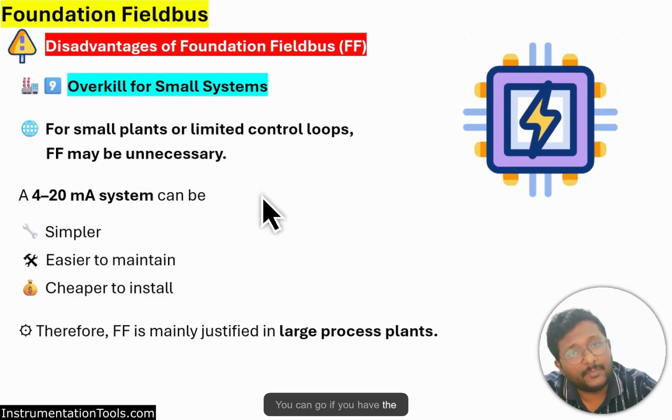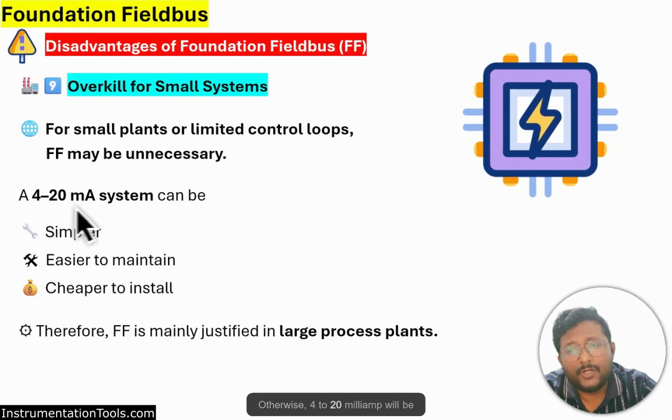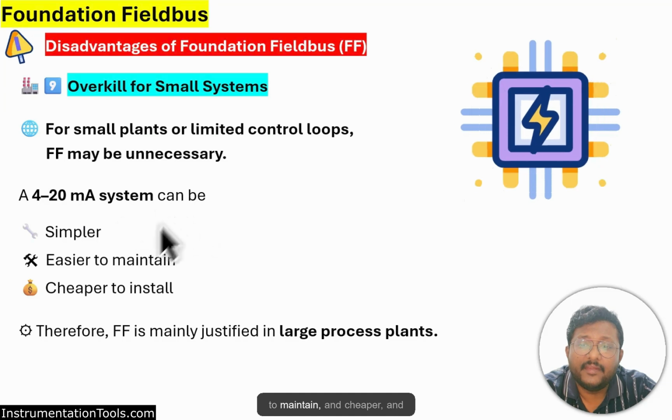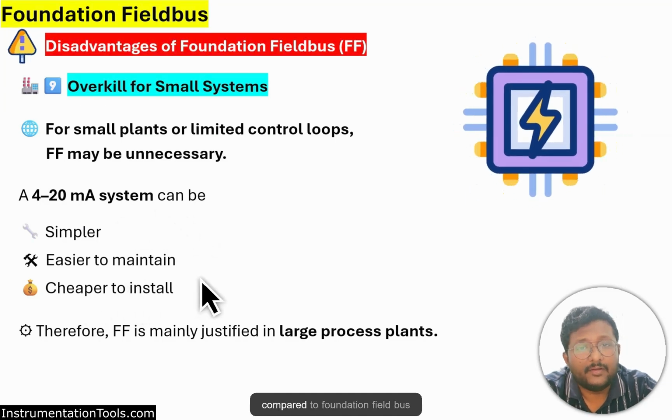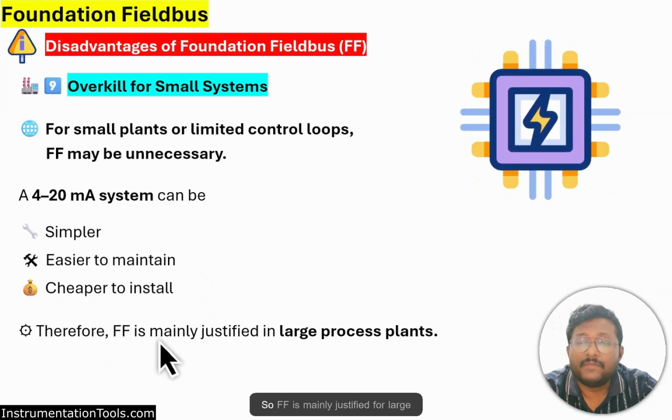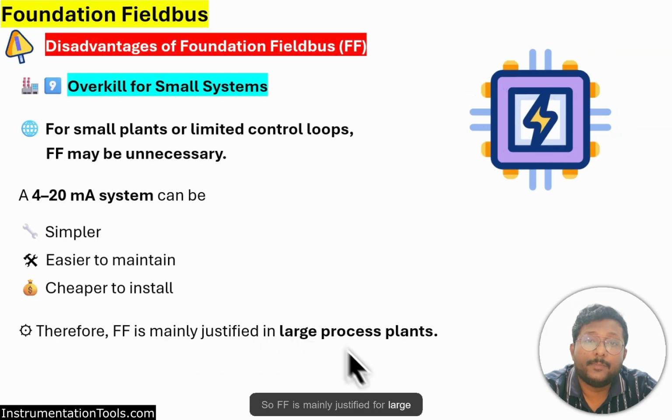You can go if you have the budget. Otherwise, 4 to 20 milliamp will be fine. These are easy to install, simple to maintain, and cheaper compared to the Foundation Fieldbus initial investment. So FF is mainly justified for large process plants.